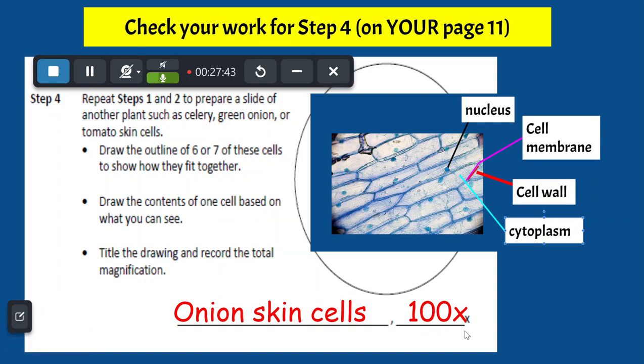Like I said, for the most part, we did this on 100 times because you could see plenty on 100 times and you didn't really need to go to 400. If you drew yours at 400, though, you need to make sure that it shows up in the size that they appear to be and that you've written down 400 instead.